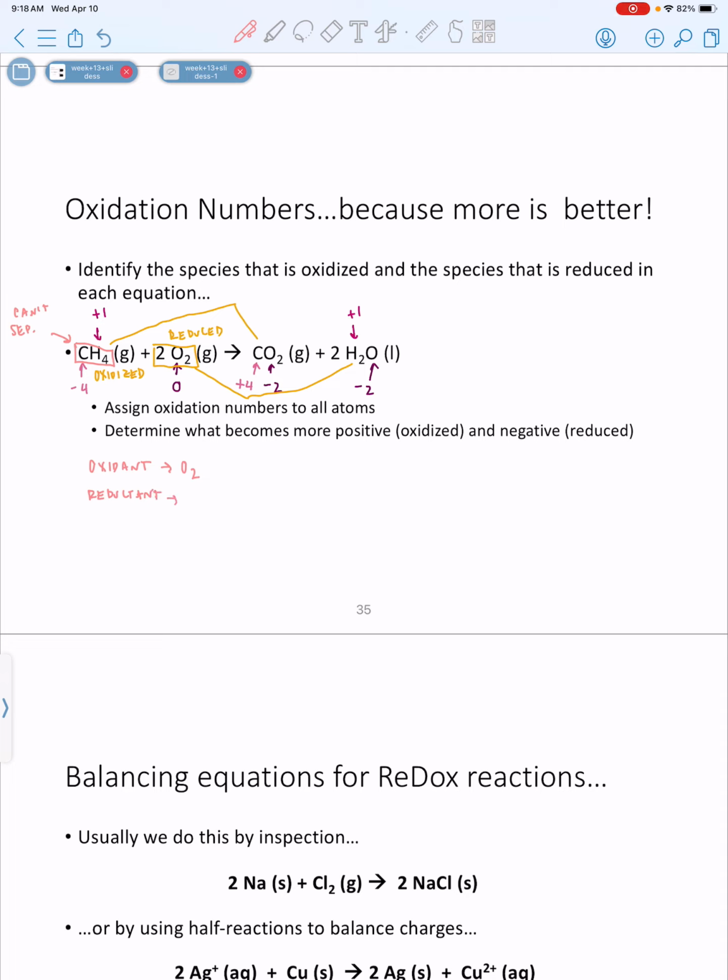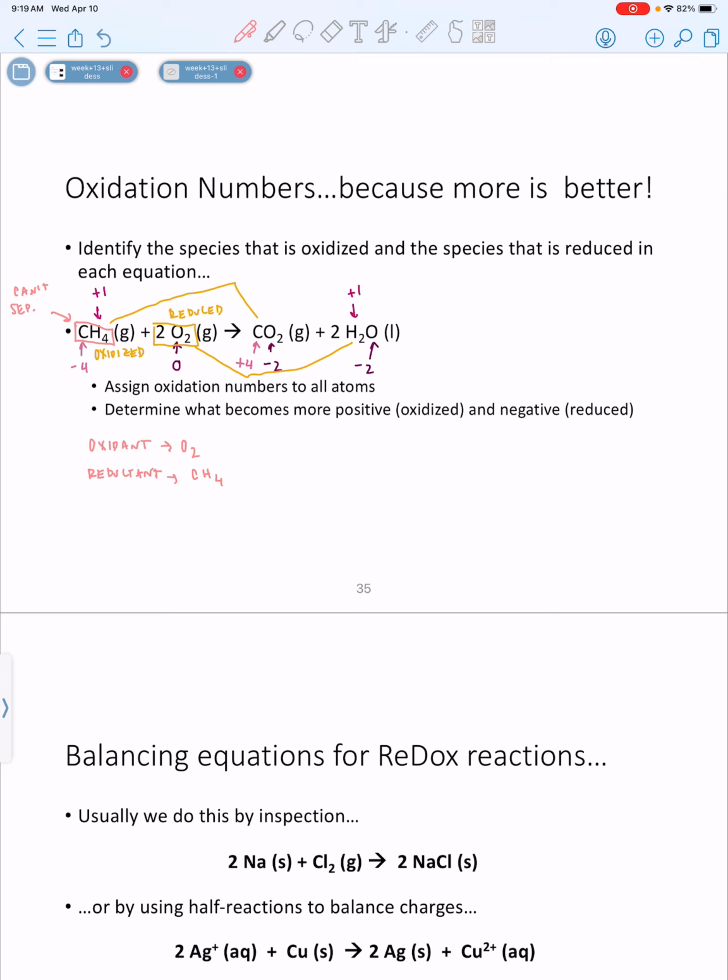We should note that when we identify oxidants and reductants, we're always looking at this side of my balanced equation. And it looks like it's balanced. This side is where I find those parts. Right? CO2 is not my reductant. CO2 is a product. So when we look at oxidants and reductants, we're always looking at the reactant side of the equation. All right. Questions?